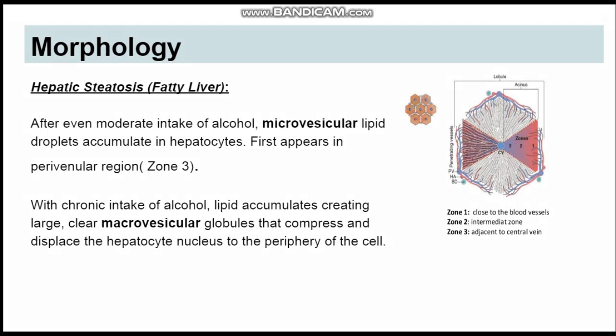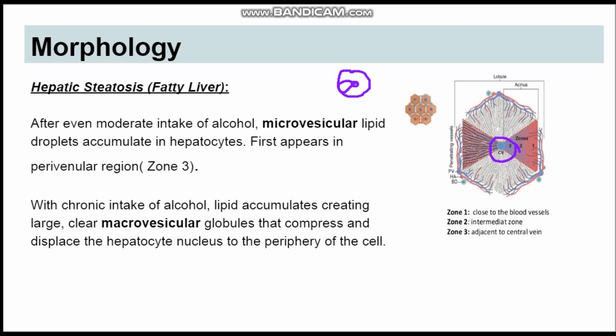So what happens is there is intracellular accumulation of fat, lipid droplets, within the hepatocytes in case of fatty liver. If this is the hepatocyte and this is the nucleus, firstly the intracellular accumulation takes place in the form of microvesicles. These microvesicles will not displace the nucleus of the hepatocyte, and this is known as the microvesicular form of lipid deposition. It appears firstly in the perivenular region, that is zone 3, near the central vein. This is where the first deposition of lipid is seen.